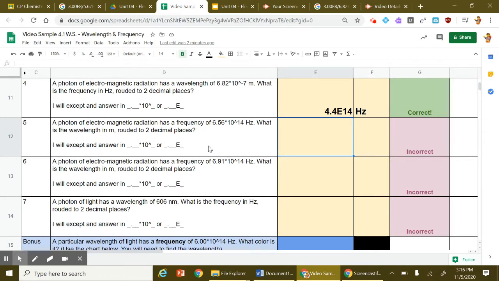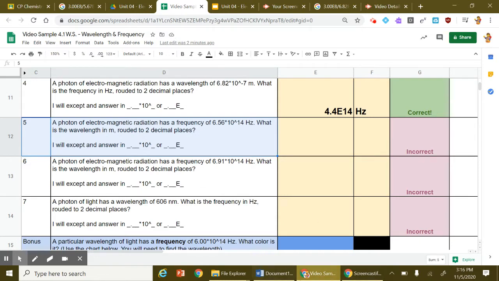A photon of electromagnetic radiation has a frequency of 6.56 times 10 to the 14th hertz, okay? Now, this means that 6.56 times 10 to the 14 waves of electromagnetic radiation hit you every second. That's 656 trillion waves hitting you every second. That's a lot of waves, okay? So what must the wavelength be in that case?